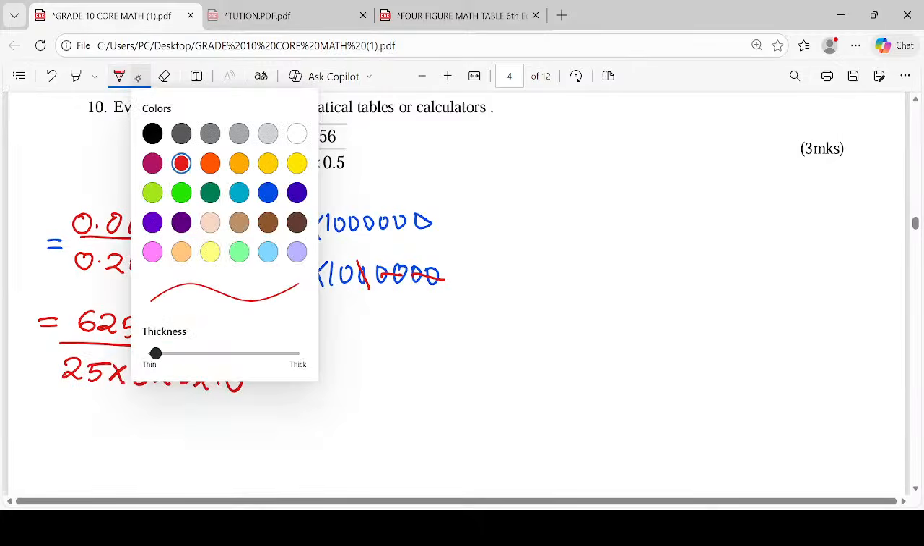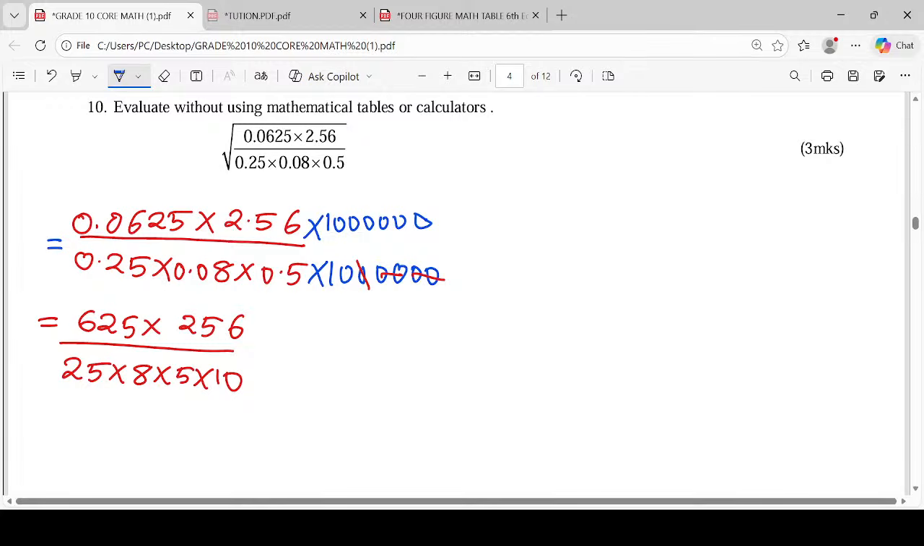So let's do the cancelling, or rather the simplification, because you've been told without using a calculator. 25 here, it will be once. 25 into 625, it will be 25 times. Then 5 here, once. 5 into 25, 5 times. 5 here, once. 5 into 10, twice. Then 8 here, once. 8 into 256, it is normally 32 times. Then 2 here, once. 2 into 32, 16.